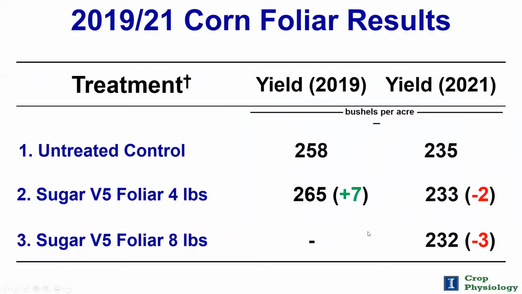So again, these are 2 different years. The 4-pound rate, we did in 19 and 21, but the 8-pound rate, we just said, well, how high can you go? Beautiful response. This is cheap. I think it's about $2 to $3 an acre was the product cost for this. You got a 7 bushel return. That's pretty good. But in 21, we actually trended a little negative.